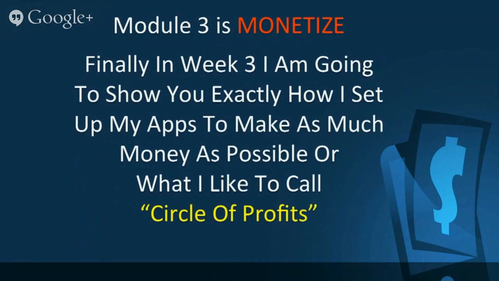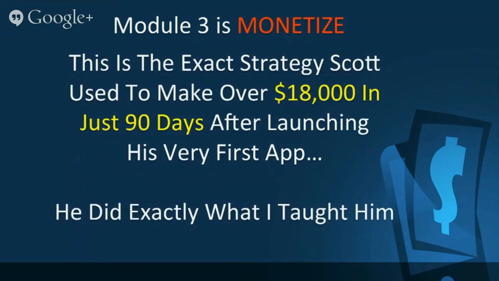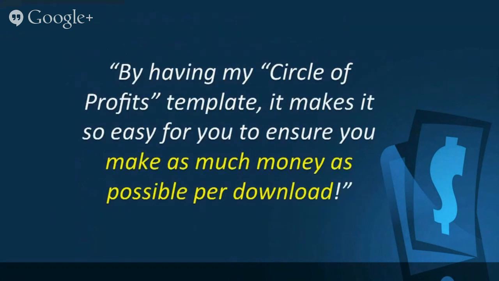Finally, in week 3, I'm going to show you exactly how I set up my apps to make as much money as possible, or what I like to call my circle of profits. This is the exact strategy Scott used to make $18,000 in just 90 days after launching his very first app. He did exactly what I taught him. By having my circle of profits template, it makes it so easy for you to ensure you make as much money as possible per download.